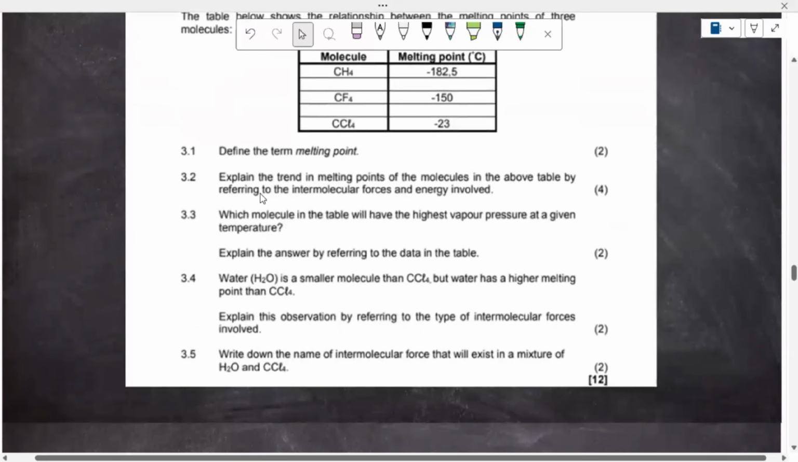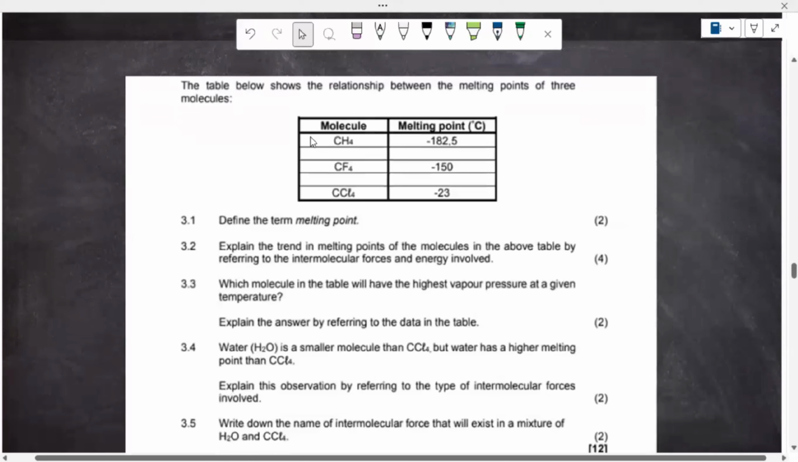So now here we have a table showing us the relationship between melting points of 3 different molecules, right? We have methane over here, CH4, which has quite a low melting point, negative 182, that's insanely low, right? And then CF4, also quite insanely low, negative 150, whereas the CCl4 only has negative 23. Still quite low, still very cold, but a lot less cold than this, right?